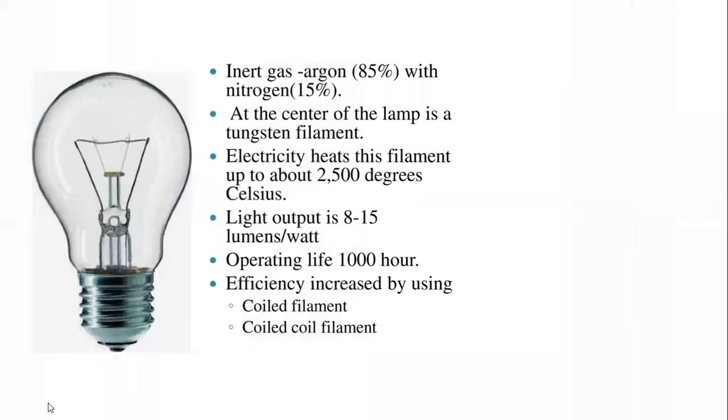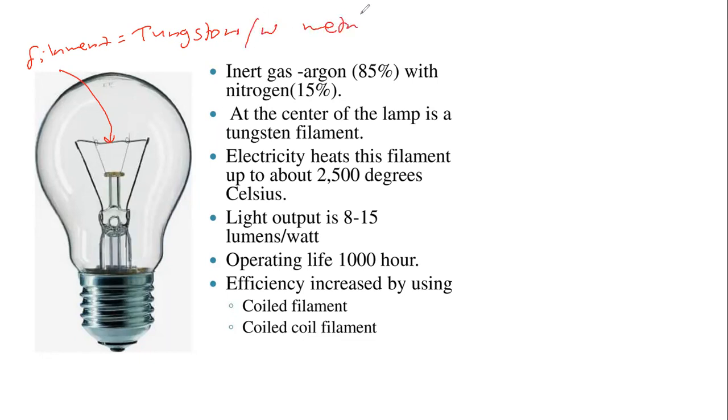Can you see this, students? This is the filament of the bulb. The filament is made of metal, tungsten. Tungsten is a metal, W. And this one is copper. The connecting wires, the side wires, are copper.